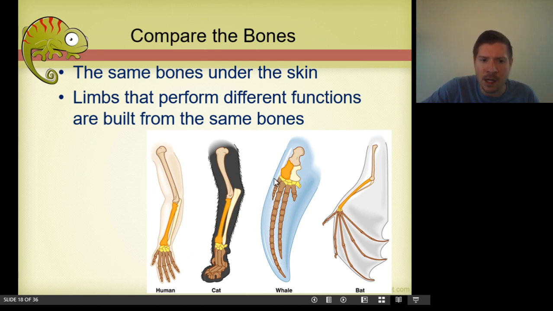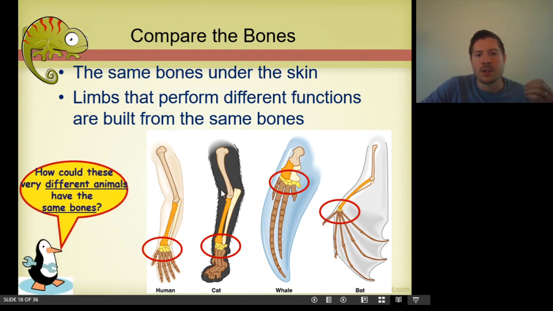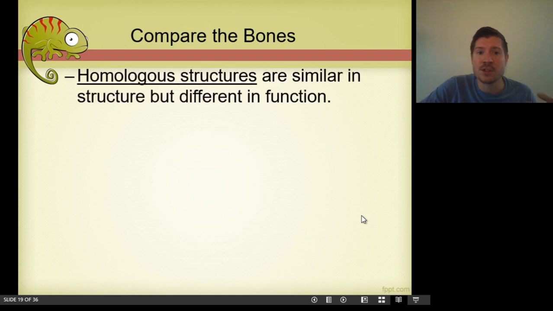They still have remnants of a wrist bone, despite the fact they don't have a wrist. Here you can see me circling these similar bones. And that brings up the question: why would these animals that have very different uses of these limbs have such similar bone structure? And the answer is evolution.